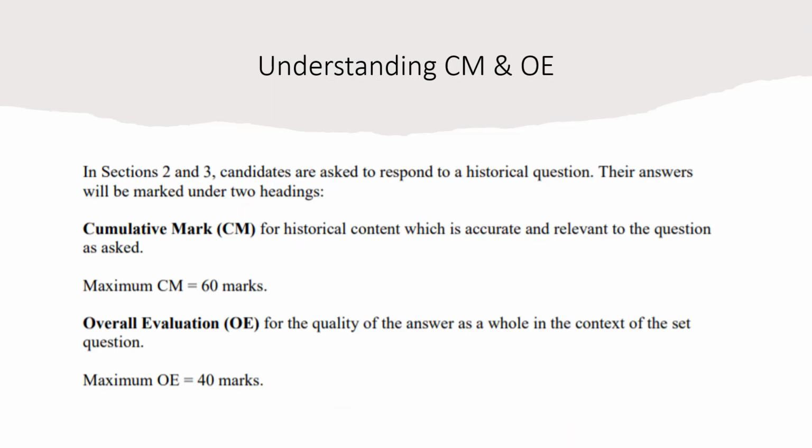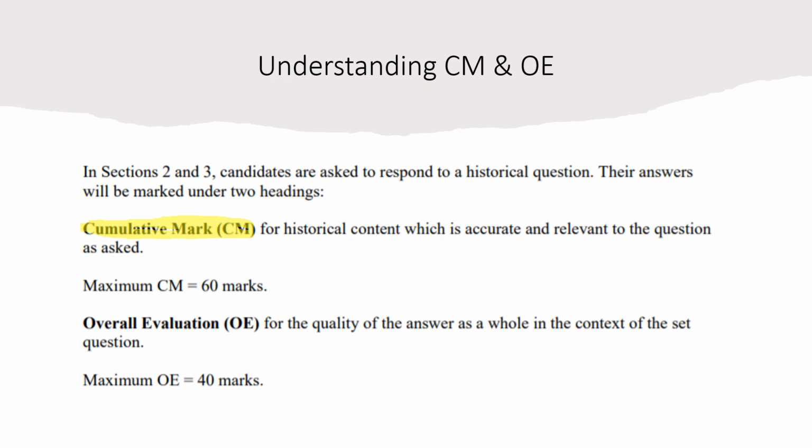The first thing we need to look at in terms of the Leaving Cert History marking scheme is our CM and OE. So CM essentially stands for cumulative mark, and it's basically the mark that you'll receive for the historical content evident within your essay. I like to refer to it as the historically correct references that you make, and that CM is marked out of 60. I'm going to show you what that CM looks like in a minute.